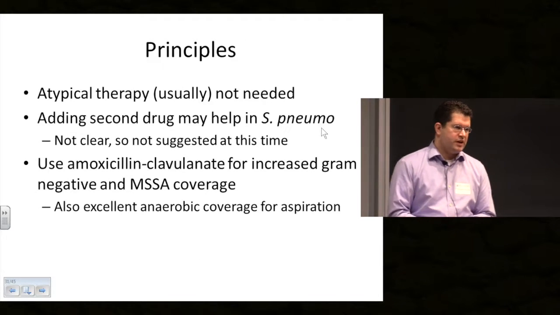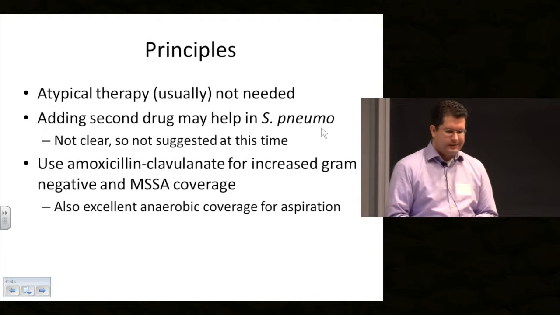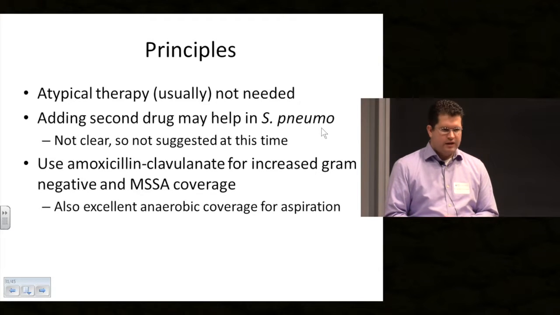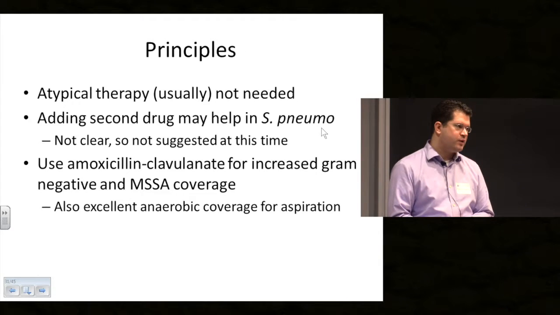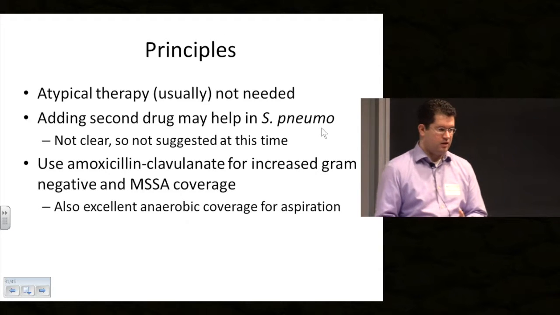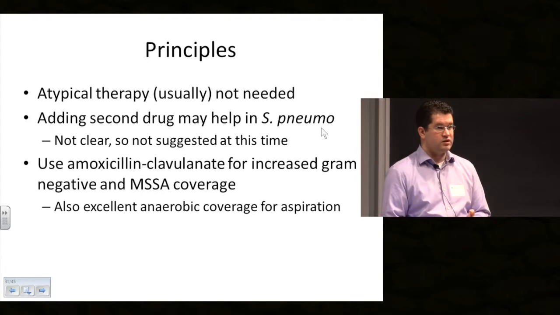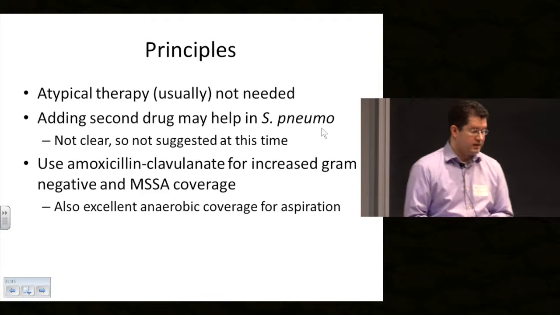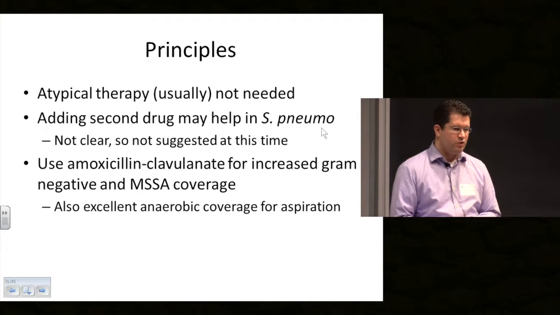So the idea behind this recommendation of amoxicillin clavulanate being the main therapy is that atypical coverage is not really needed in long-term care. And the idea of adding a second drug, it may help in Streptococcus pneumoniae cases. And in people who are significantly ill with Streptococcus pneumoniae, it does help and is done in hospital. But it's not clear that it helps in long-term care and isn't necessarily recommended. And the use of the broader amoxicillin clavulanate is because this is going to cover staph as well, anaerobes, and especially enterics, so most E. coli and Klebsiella, etc. So it has good coverage for all the different possibilities that you may be seeing in long-term care, as opposed to the community where you're really focusing on Streptococcus pneumoniae.